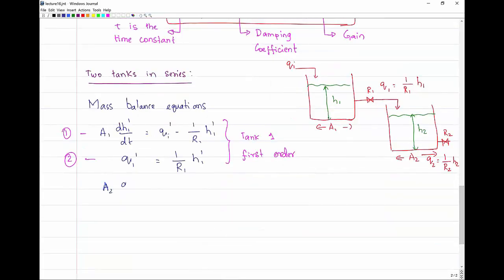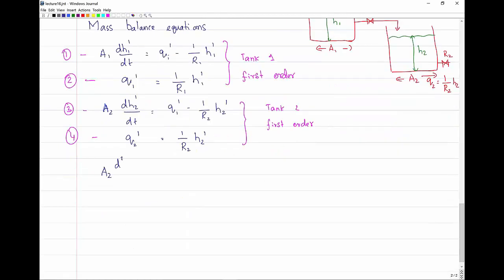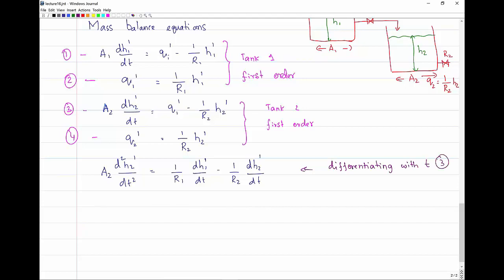The first two equations here, equations 1 and 2, represent the mass balance equations for tank 1. Equations 3 and 4 represent mass balance equations for tank 2. Now in total, there are at least 4 variables here: H1, Qi, Q1, H2, and Q2. I think in total there are 5 variables. What we would like to do is eliminate as many variables as possible and derive a differential equation only in terms of H2 and Qi. The algebra necessary to do this is very straightforward.